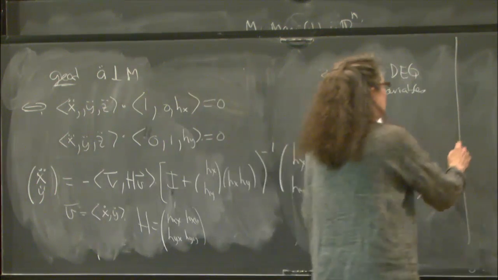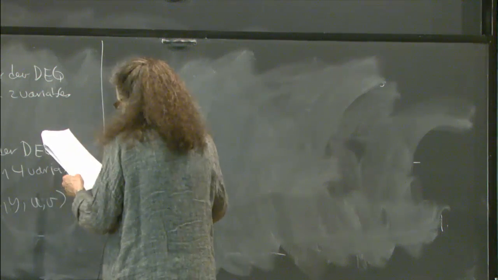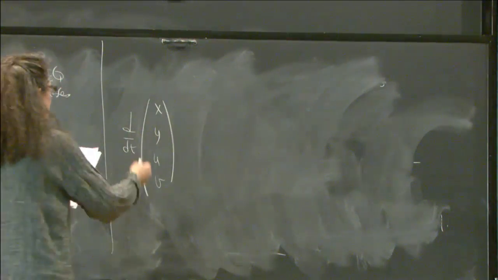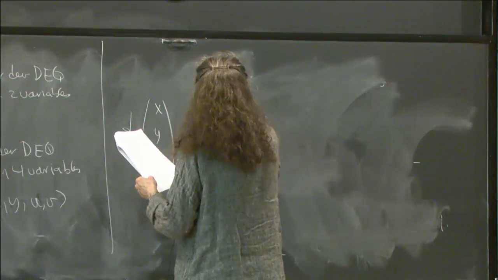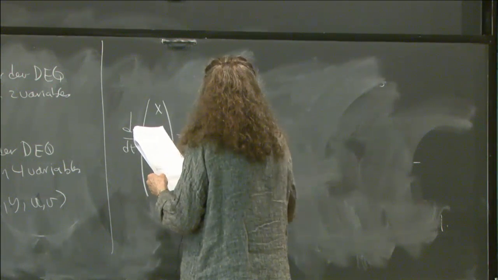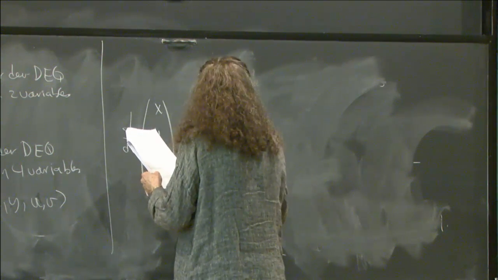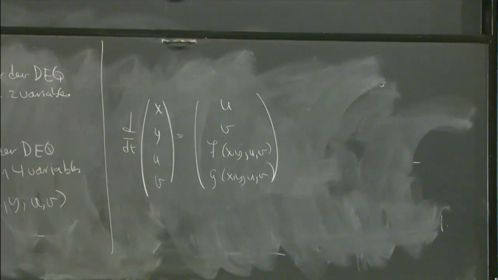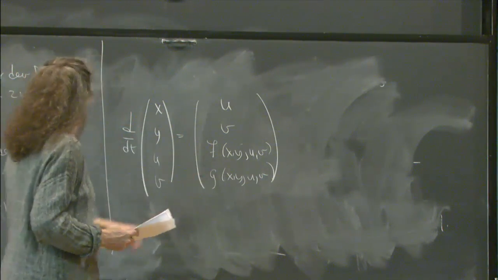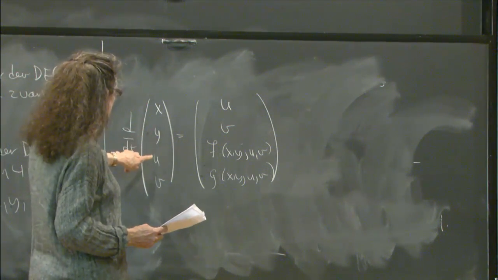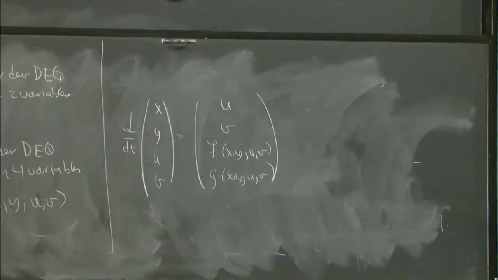And what it looks like is the following. It looks like d by dt of the vector x, y, u, v. What's important now is just the general form of it. It looks like u, v, and then we have two functions, f of x, y, u, v, and g of x, y, u, v, which are given by these equations here. So you plug in x and y for the position, and u and v for the velocity, and you get this equation.